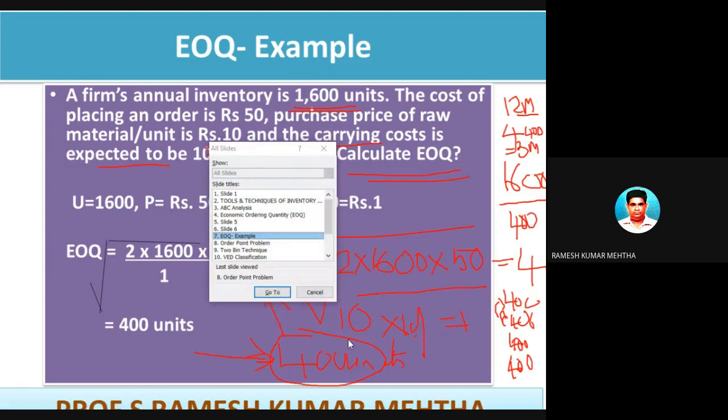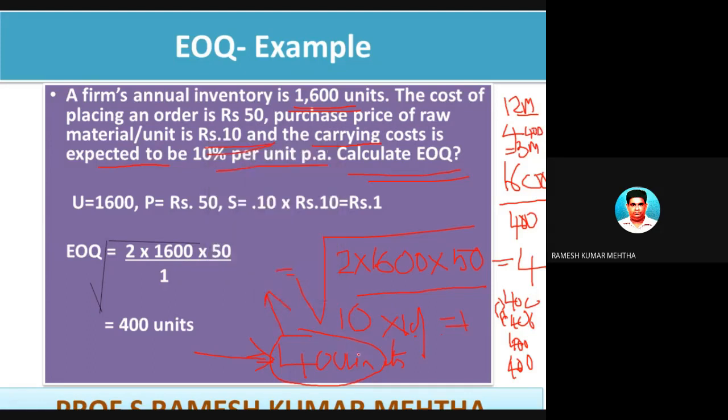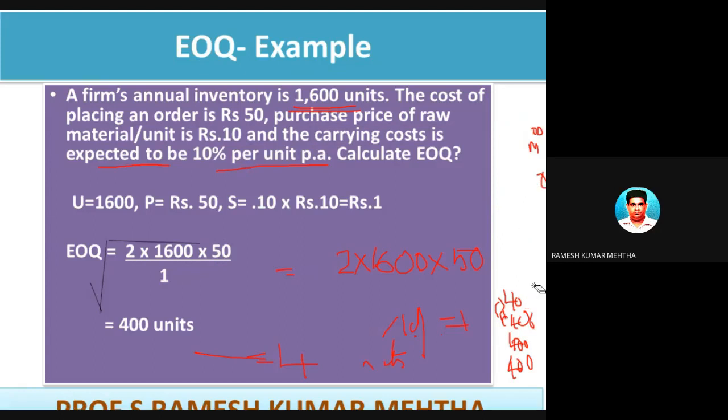I will repeat once again. Just pay attention. It is a very important concept which may be used by you in the future when you are working in an organization. 3 important concepts are there. Let me reiterate once again. So EOQ is the square root of 2AO over C, where A is annual consumption into ordering cost, which is 50 rupees, by 10%. So exactly you will get 400 units.